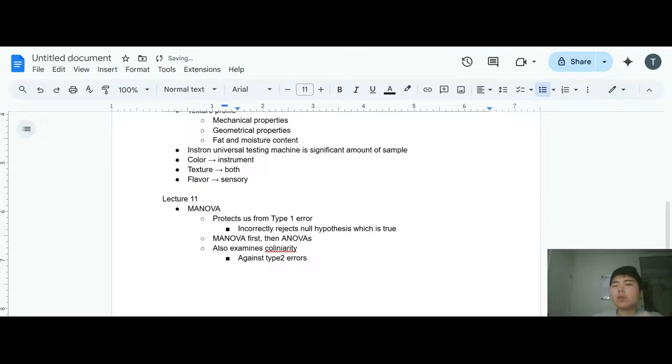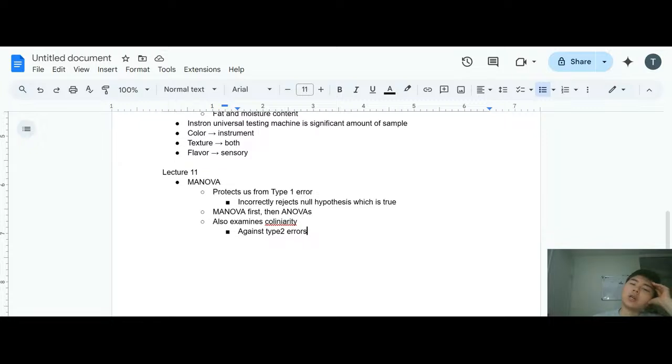Why? Type 2 error is a false negative, right? So incorrectly accepting a null hypothesis which is false is a type 2 error. Type 2 error is a false negative. So a false null hypothesis is incorrectly accepted. That is type 2 error.